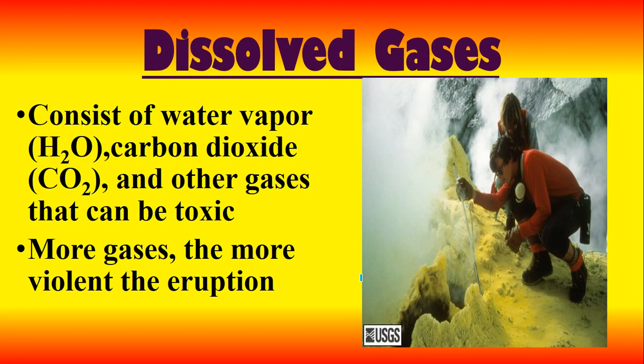Dissolved gases. There's a lot of dissolved gases in the magma chamber or in the magma tube. You can have water vapor, which is H2O in its gas form, carbon dioxide, and other toxic gases in there. And the more gases there are, the more violent the eruption. Think of it like shaking up a soda bottle and then trying to open it, it's going to explode everywhere. You just created more gases in there. Versus if you let the soda bottle sit, it's not going to explode everywhere when you open it.